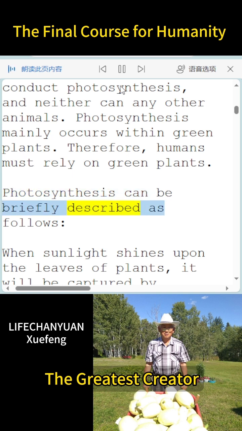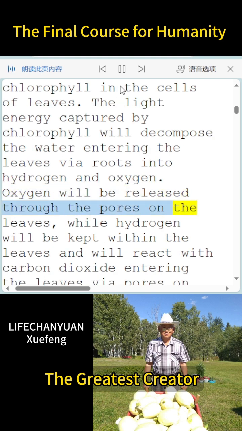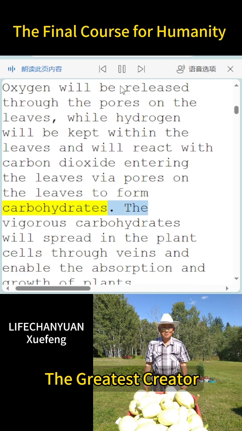Photosynthesis can be briefly described as follows. When sunlight shines upon the leaves of plants, it will be captured by chlorophyll in the cells of leaves. The light energy captured by chlorophyll will decompose the water entering the leaves via roots into hydrogen and oxygen. Oxygen will be released through the pores on the leaves, while hydrogen will be kept within the leaves and will react with carbon dioxide entering the leaves via pores on the leaves to form carbohydrates.